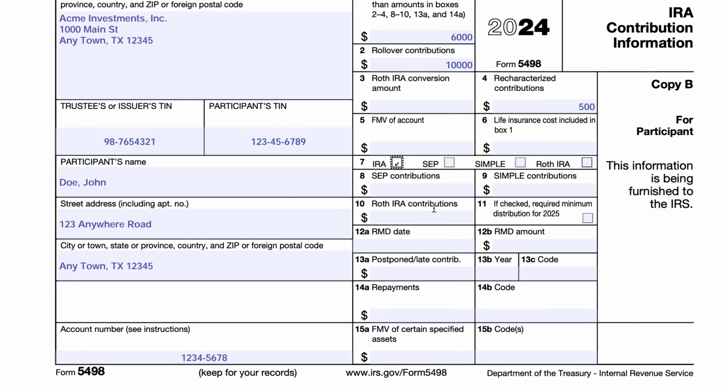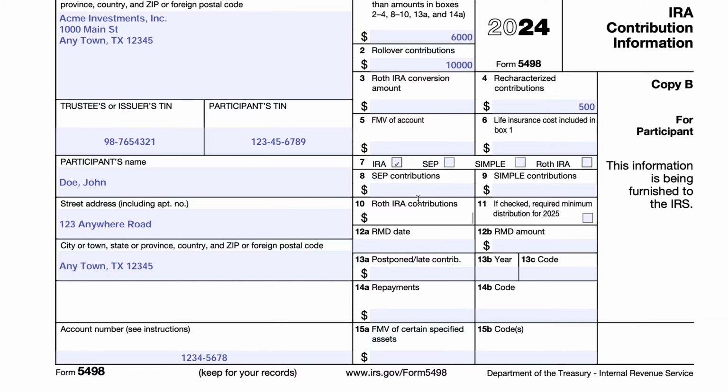In box 10, this does show Roth contributions or a rollover from a college 529 plan that you made during the tax year and through the tax filing deadline of the next year. So specifically in the Form 5498 instructions, it says you cannot deduct Roth IRA contributions on your tax return.